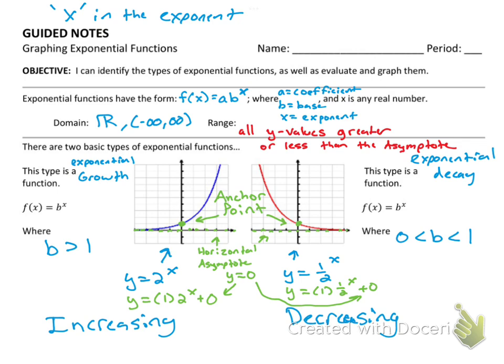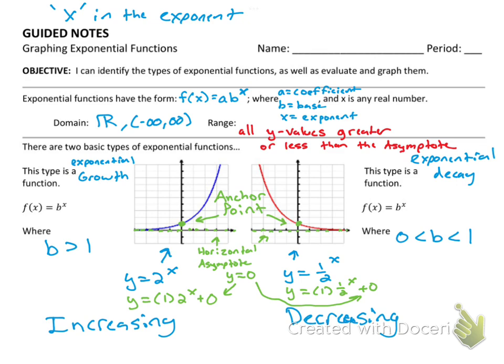This first example here on the left is an example of exponential growth. All right, we read graphs from left to right. It is increasing from left to right, exponential growth, okay? We will have exponential growth when b is greater than 1.